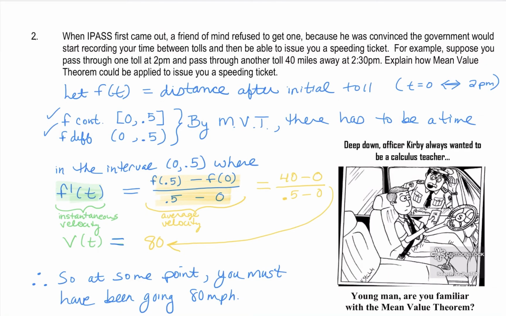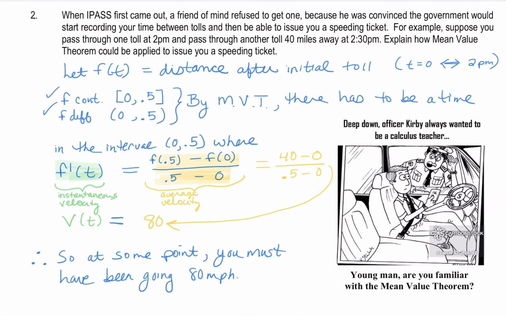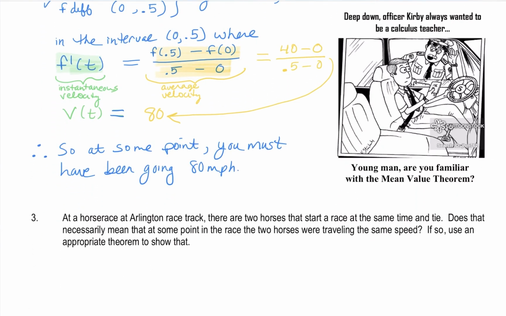Okay, so the last example here says, at a horse race at Arlington Racetrack, there are two horses that start a race at the same time and tie. Does that necessarily mean that at some point in the race, the two horses were traveling the same speed? If so, use an appropriate theorem to show that.